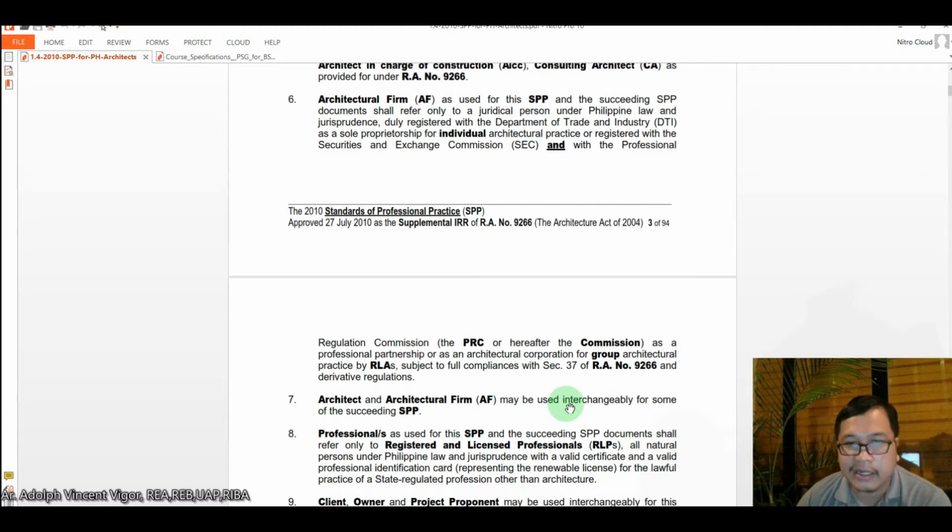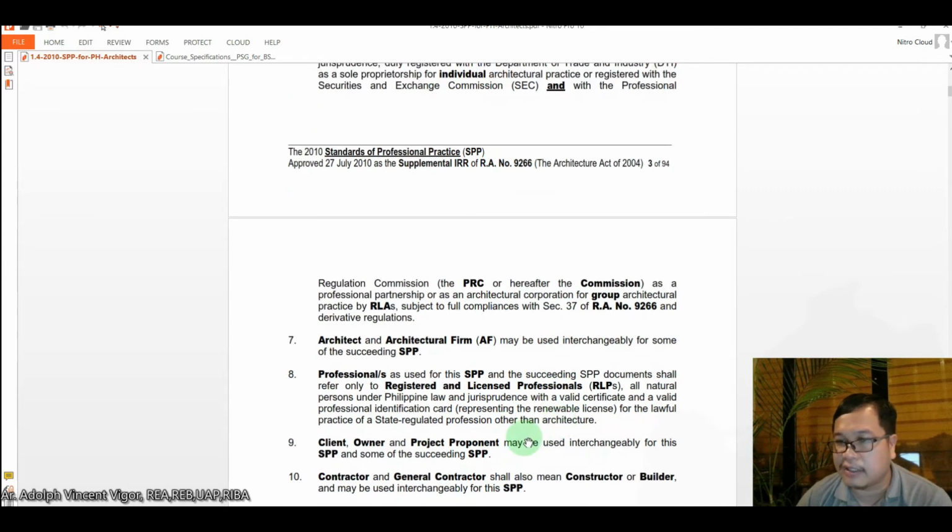Then architect and architectural firm may be used interchangeably for some of the succeeding SPP. So these are the things that you must watch out for. Then professional, as used for this SPP and the succeeding SPP documents, shall refer only to registered and licensed professionals.